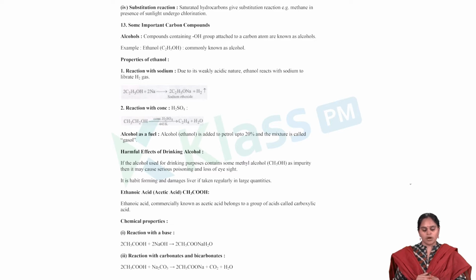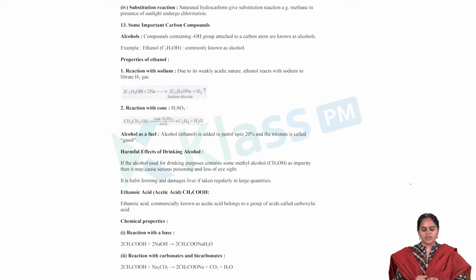2C2H5OH, that is alcohol, ethanol, will be added to Na, that is sodium. It gives you sodium ethoxide, that is C2H5ONa, and it will release hydrogen. So this one we can call dehydrogenation. And alcohol, that is ethanol, in reaction with concentrated H2SO4 will give you C2H4, that is ethene, plus water, H2O, will be released.